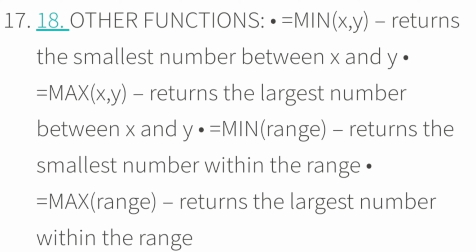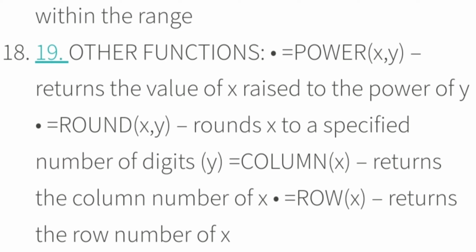MIN(range) returns the smallest number within the range. MAX(range) returns the largest number within the range. Other functions. POWER(x, y) returns the value of x raised to the power of y. ROUND(x, y) rounds x to a specified number of digits y. COLUMN(x) returns the column number of x. ROW(x) returns the row of x.